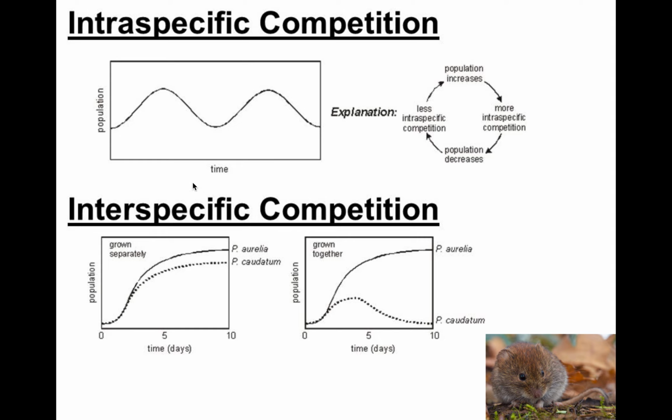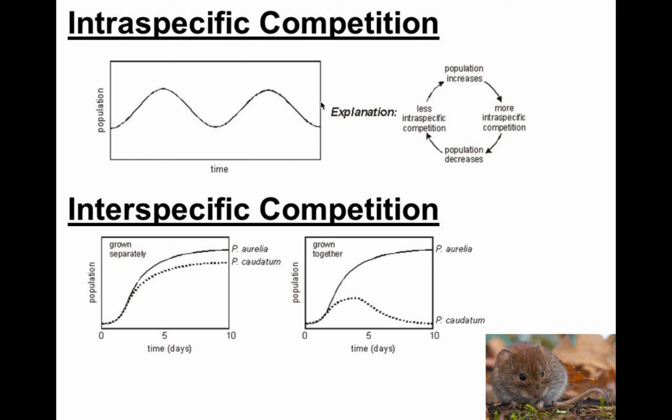When you have intraspecific competition, typically you'll have a wavy pattern, where the population increases over time and then decreases, increases and decreases. What's happening is the population increases, so you have more competition, then something happens, the population decreases, and you have less competition. So you have this continuous cycle, and that's why the population size changes and the competition can change. It's not always just constant. There's always going to be some kind of cyclical pattern going on.